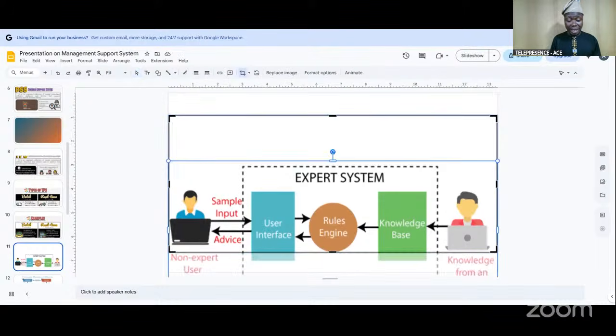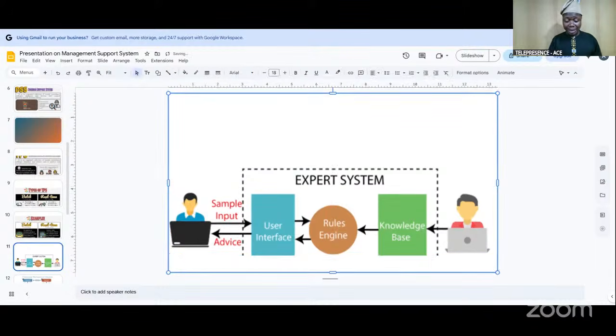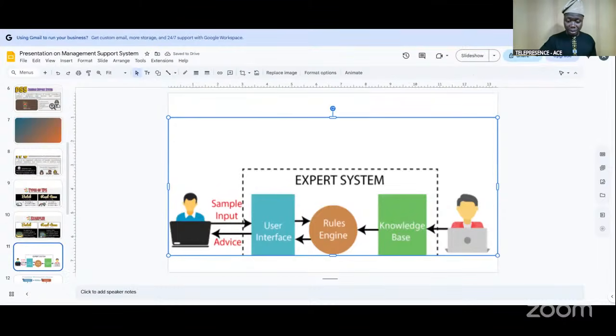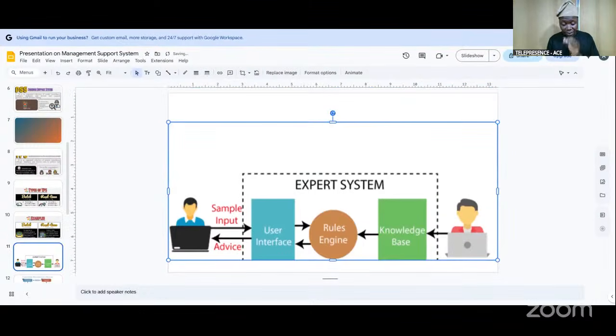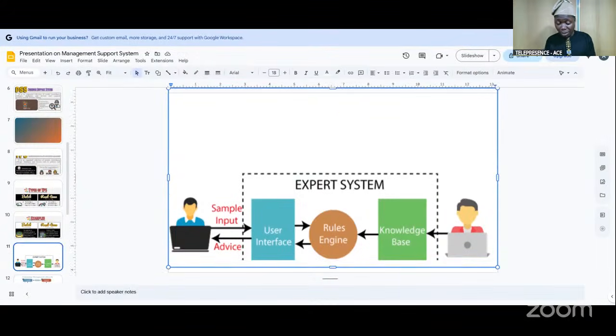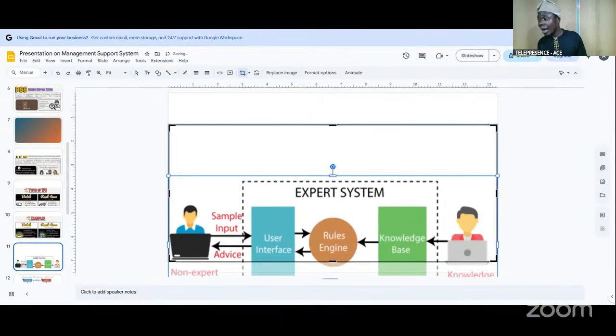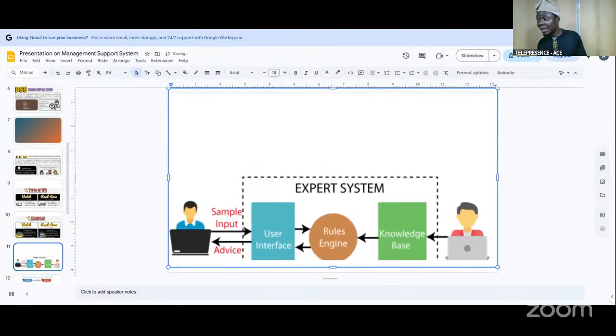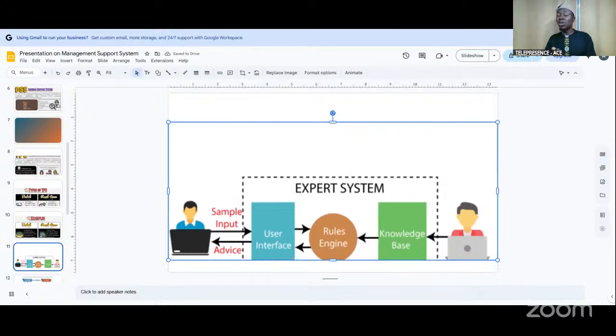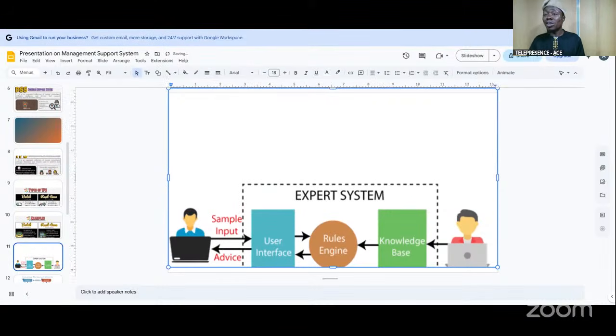Sample input, like an individual is here. Let's look at the diagram to relate with it. So we have user interface, rule engine, knowledge base. Knowledge base is where the informed knowledge has been stored. Which means there is no AI agent that works on its own, like ChatGPT, for example.